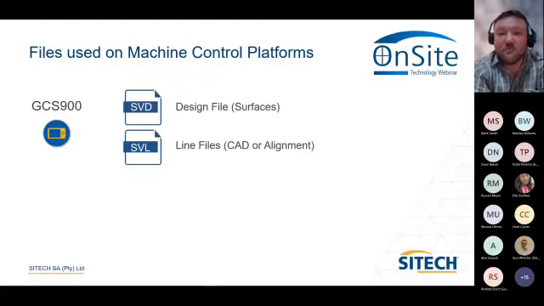For those of you who don't know these files, the SVD file is basically just a design file. It is a file that you load all your surfaces onto, including your triangles, your TIN models and all your design files. And if you have a road surface, you can load it on your SVD file. The SVL file contains your CAD or your alignment. That's self-explanatory. It's a DXF or alignment that will be converted to an SVL file. Okay, so that is for the GCS 900 system.